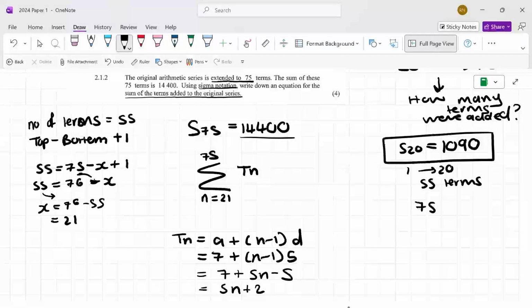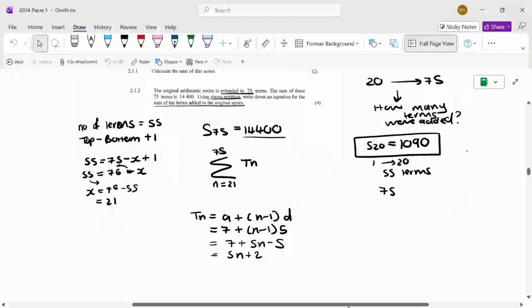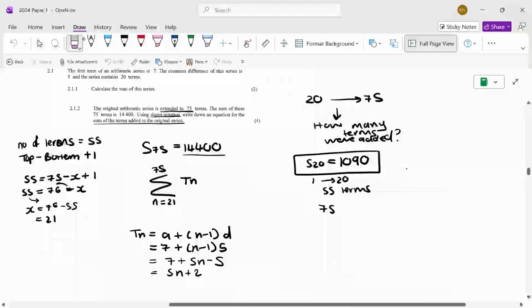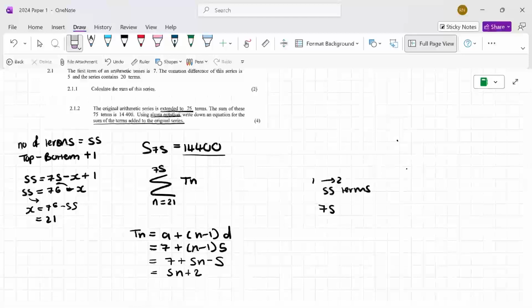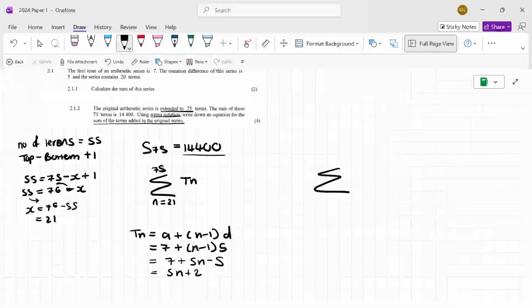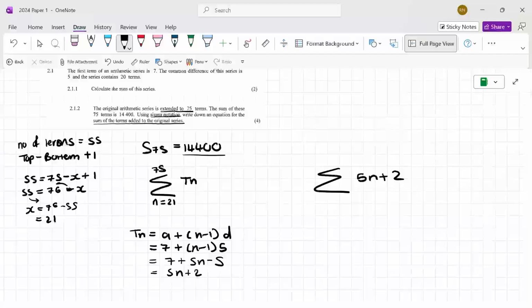And so if I'm writing out my sigma notation with this in mind, I'm just going to erase this part. My sigma notation is going to be the sigma of 5n plus 2. It starts at n equals 21 and goes up to 75, right?